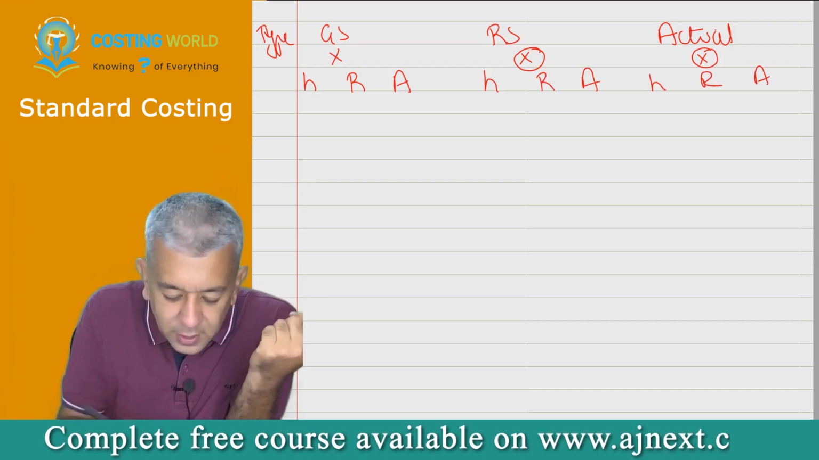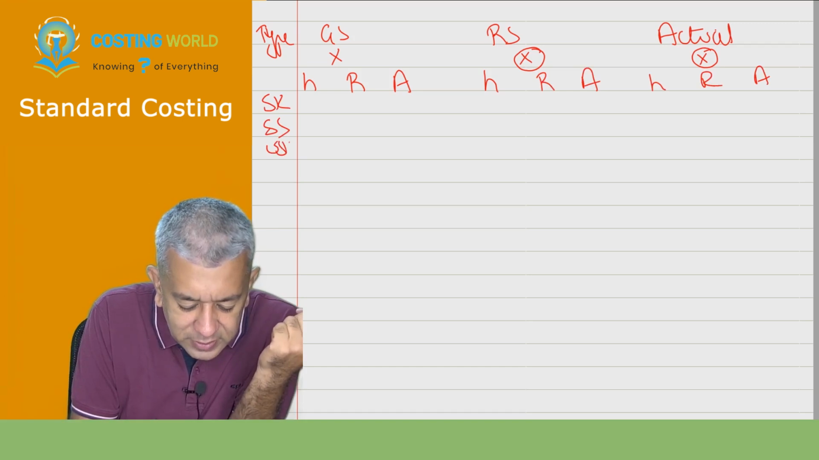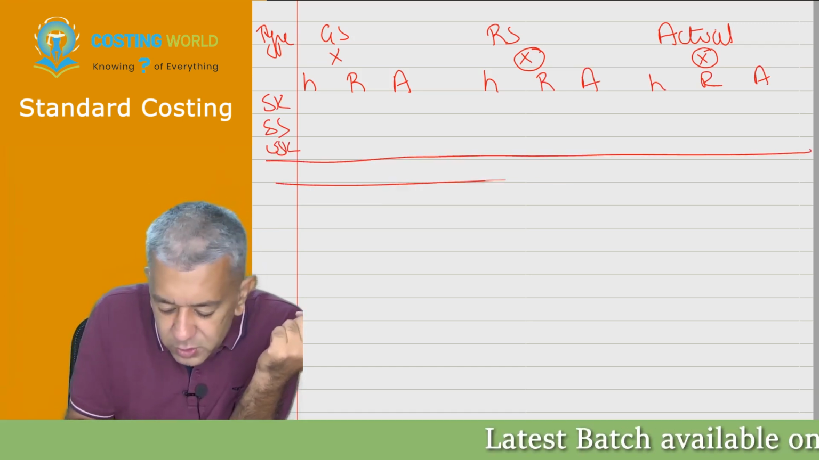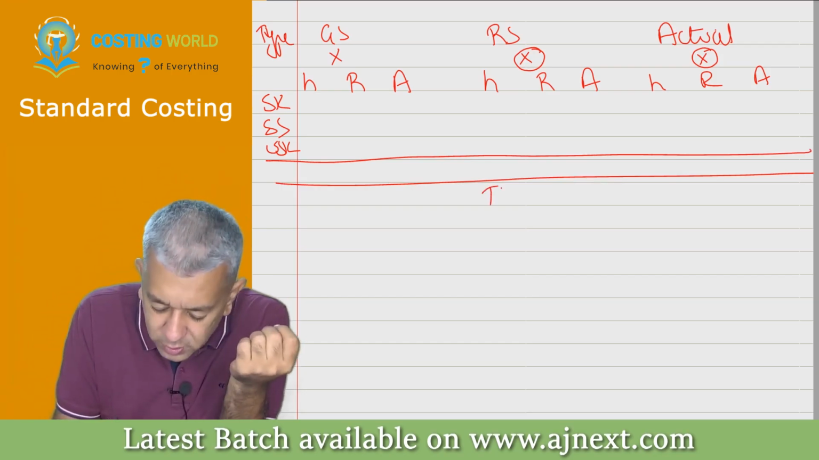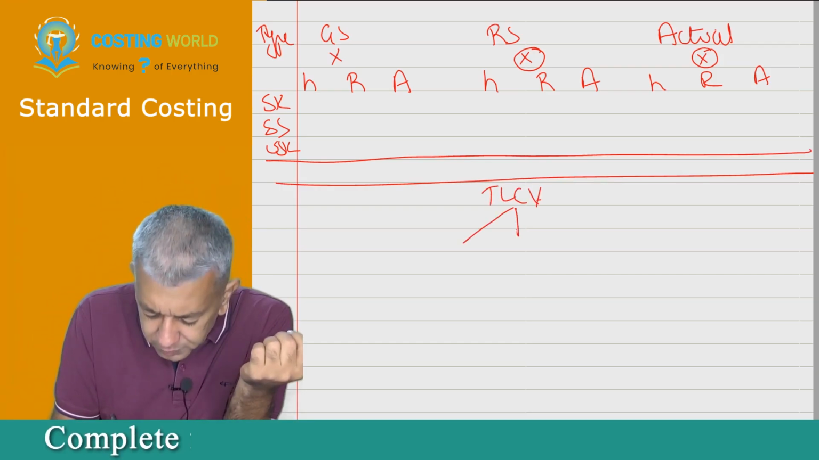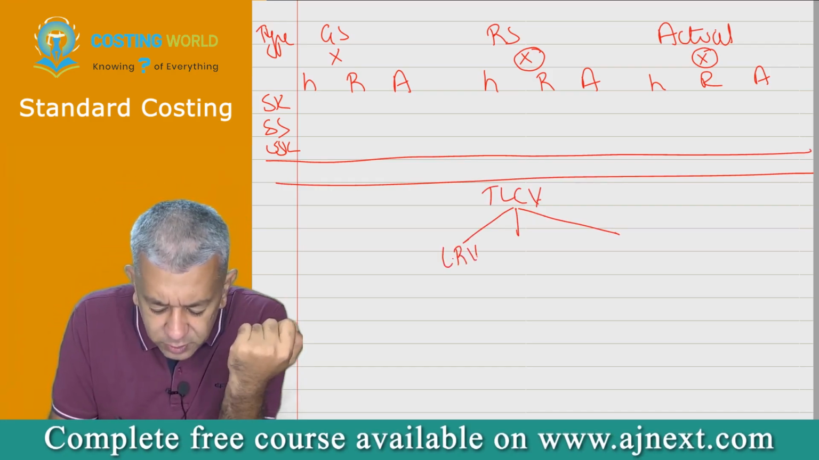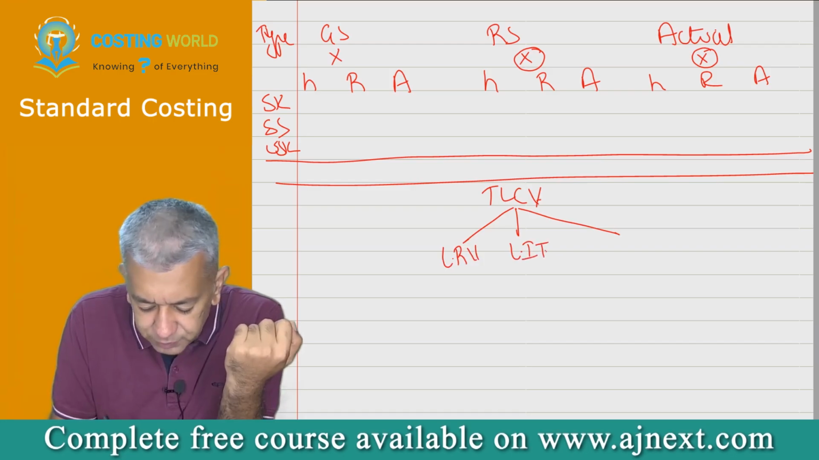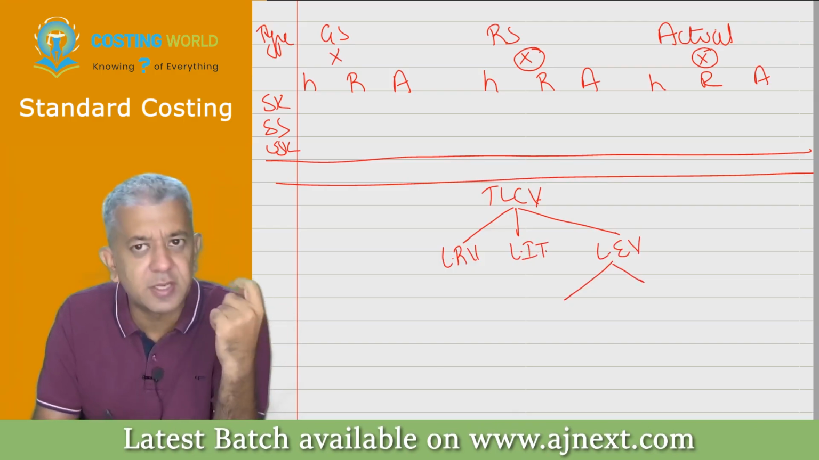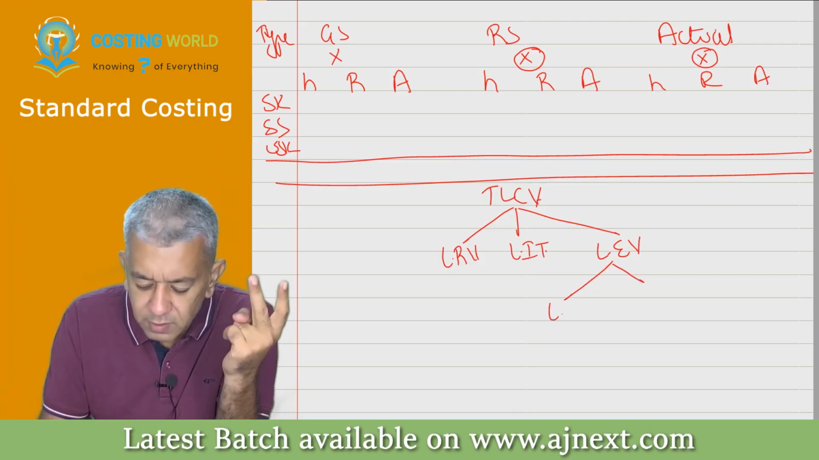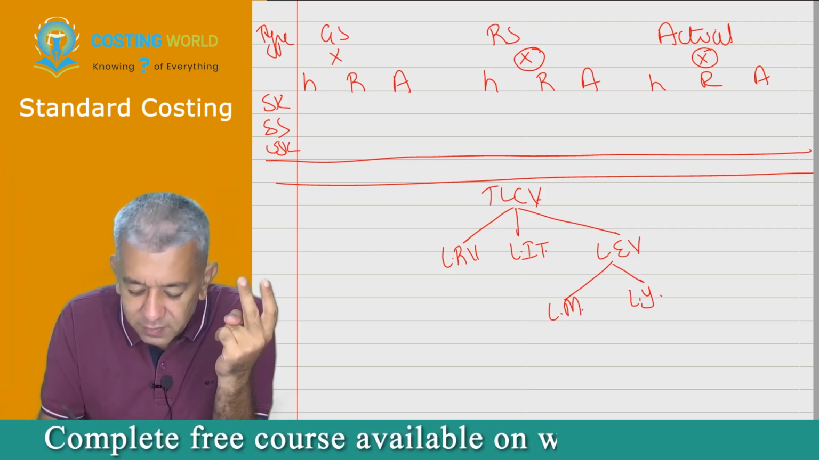Now, once this is in type, you might have skilled, semi-skilled, unskilled, the categories of labor. Once you do that, the variances that come, you have that in your chart number 2 also. In any case, total labor cost variance is broken up into 3 parts. You have labor rate variance, labor idle time variance, and labor efficiency variance. Labor efficiency variance will have 2 parts. One of them is labor mix variance. The last of them is labor yield variance.